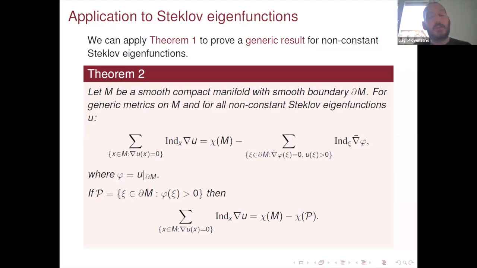In particular, if you want to rephrase this identity in a simpler way, if I call by calligraphic P the set of points on the boundary where the Steklov eigenfunction, or Dirichlet-Neumann eigenfunction as you wish, is positive, then the sum of the indexes of the critical points of U is equal to the Euler characteristic of M minus the Euler characteristic of P, the subset of the boundary where the eigenfunction is positive. So we have this formula relating the counting of the indexes of critical points with some topology of the manifold and also of the boundary nodal domains.